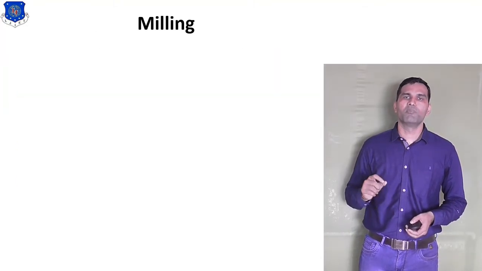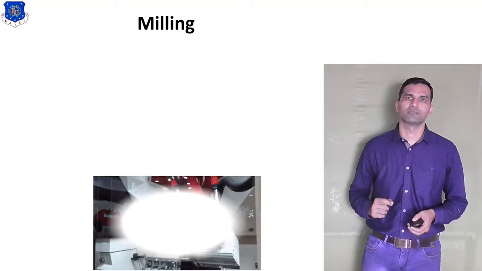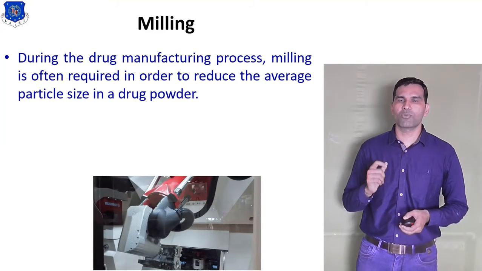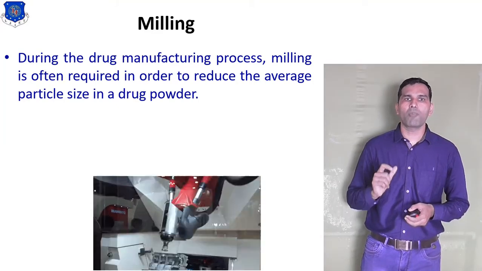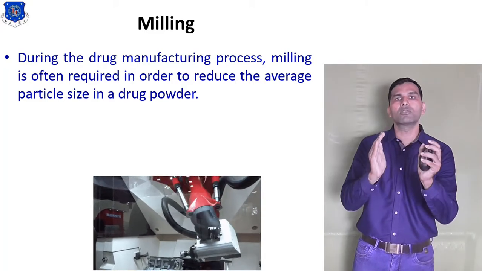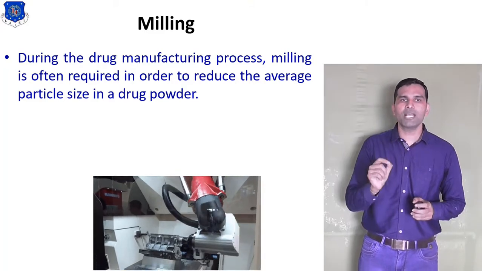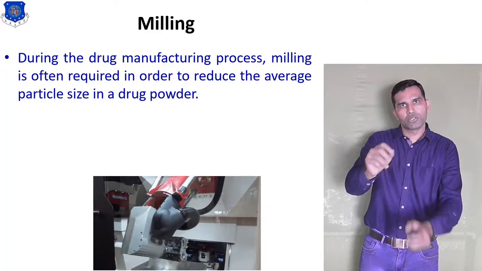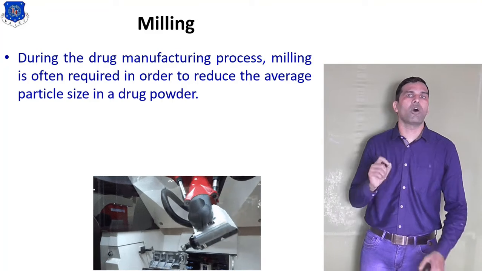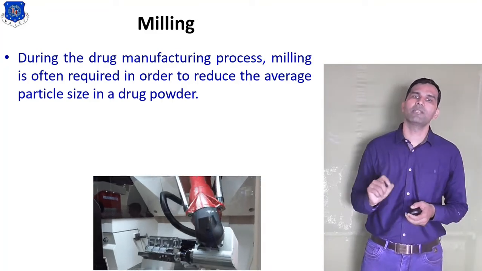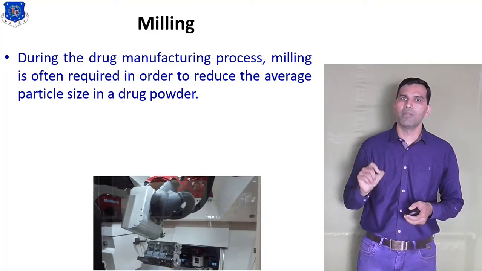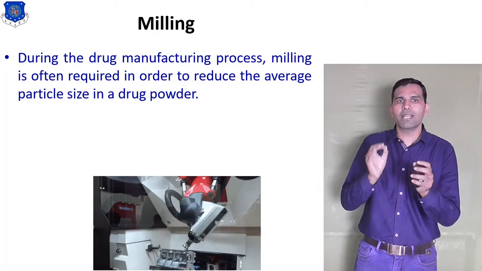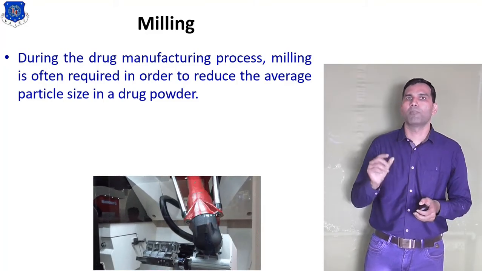Now the next one is the milling process. During the drug manufacturing process, milling is often required in order to reduce the average particle size in a drug powder. So this is the importance of the milling process. That means in the manufacturing process, milling is required to reduce the average particle size in the drug powder.